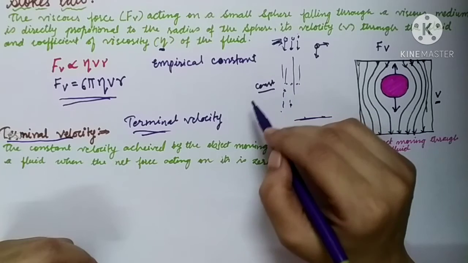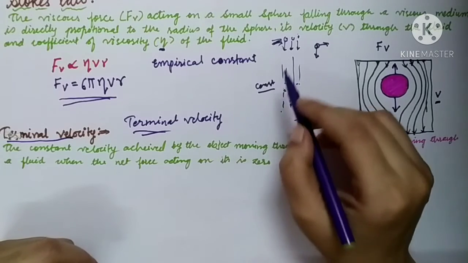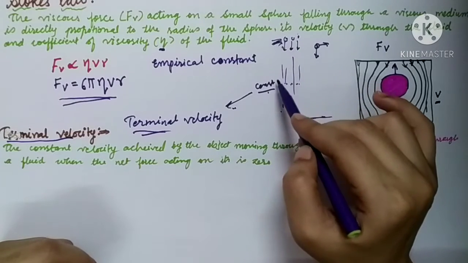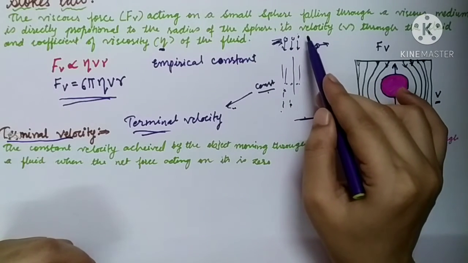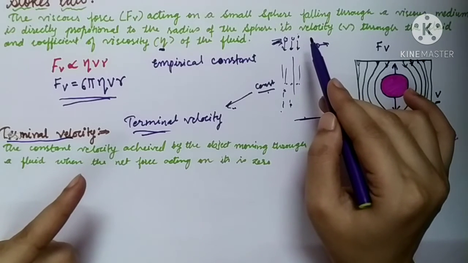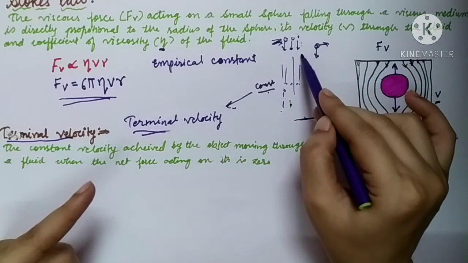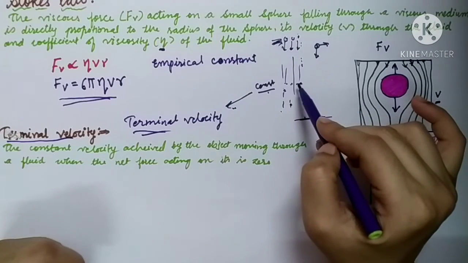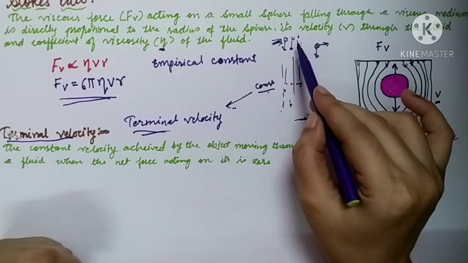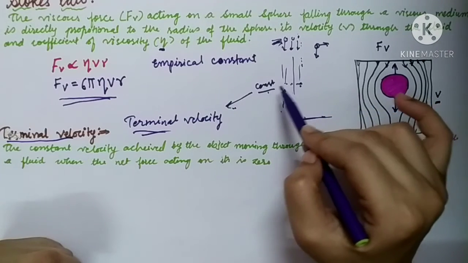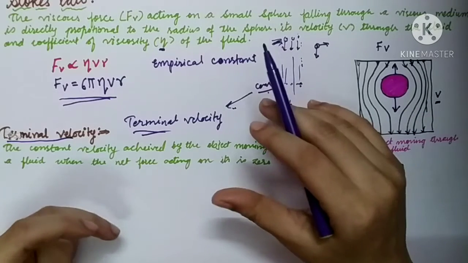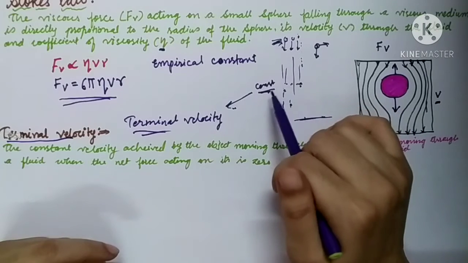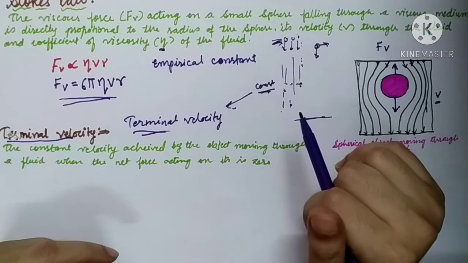What does this constant velocity mean? This constant velocity is called terminal velocity, the final velocity achieved by these raindrops while moving from a certain height. When they are coming down, their velocity goes on increasing, but at a stage a point is reached where the velocity of the raindrop becomes constant and very smoothly they fall on us. This velocity which is achieved by the raindrop is called terminal velocity.